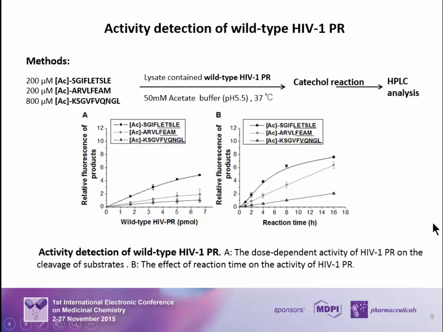So after quantification, wild-type HIV protease was first subjected to the activity experiment. The substrate mixture was first incubated with the lysate containing the wild-type HIV protease, followed by the catechol reaction and the HPLC analysis. In figure A, different amounts of wild-type HIV protease were incubated with the substrate mixture at 37 degrees for 4 hours, and in figure B, lysate containing 5 picomole of wild-type HIV protease was incubated with the substrate mixture at 37 degrees for 1 to 16 hours. We can see as the HIV protease amount or reaction time increases, the concentration of the product increases, suggesting that this assay could be used to detect the activity of wild-type HIV protease.